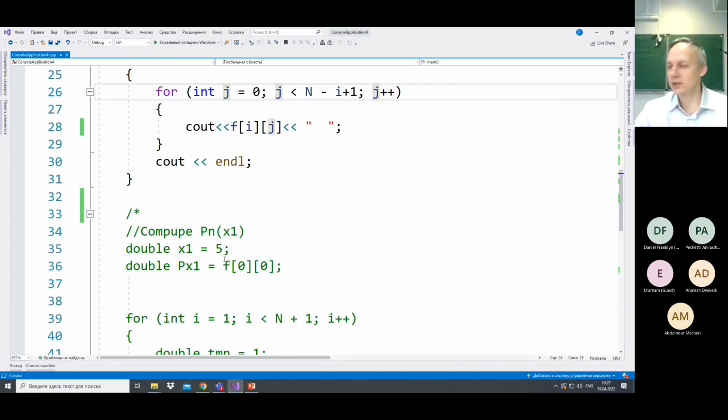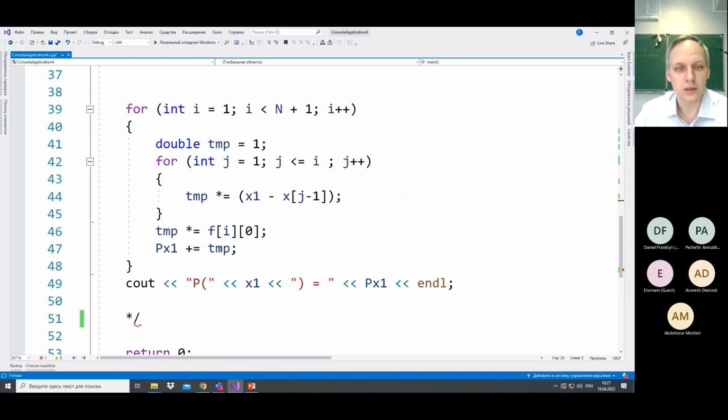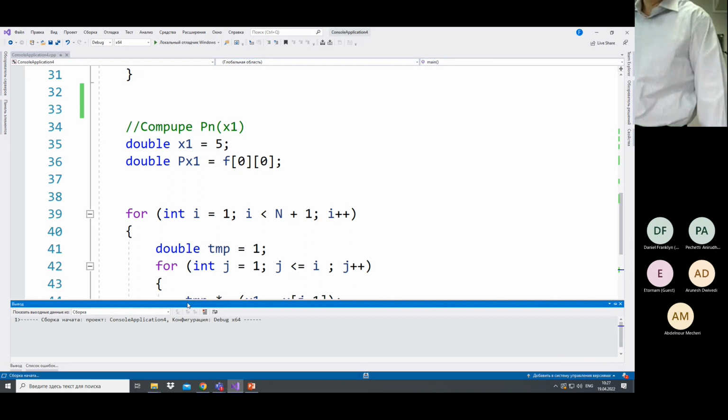Well, and maybe, I don't know, because I don't output this value to the screen. But suppose that I have these values. I know this number, this number, this number. I know these numbers. After that, the main question is how to compute the value of the polynomial. Let's run this program again.